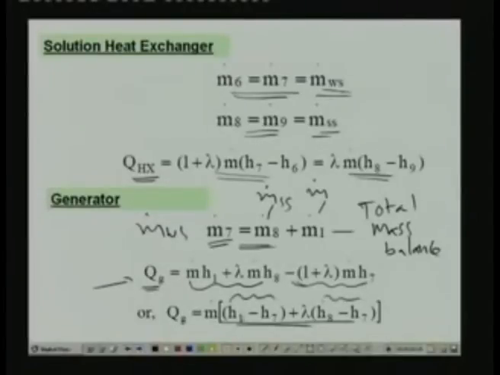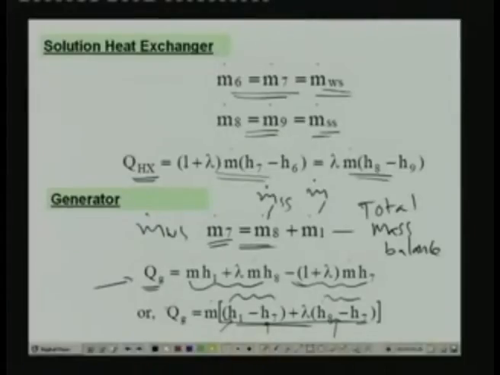That means it can be written as a sum of two terms: H1 minus H7 plus H8 minus H7. What is H1 minus H7? It is the energy required to generate water vapor from a solution at state 7 to a superheated vapor at state 1. This second term accounts for the sensible heat transfer. It is the energy required to heat the solution from state 7 to state 8. So one is a latent heat term, the other is a sensible heat term.